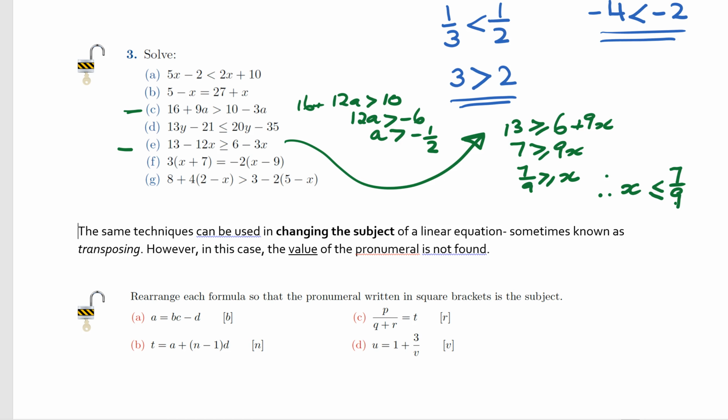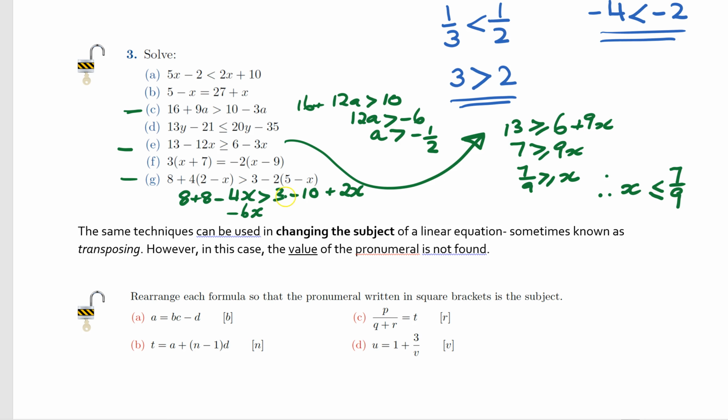We'll do the last one, see what happens there. So in this, if I expand the brackets out, we've got 8 plus 8 minus 4x greater than 3 minus 10 plus 2x. I'll gather the x's to the same side, not because it's the way I would usually do it, but let's take the 2 x's over to here. So I've got negative 6x there, and I'll take this 16 over and subtract it.